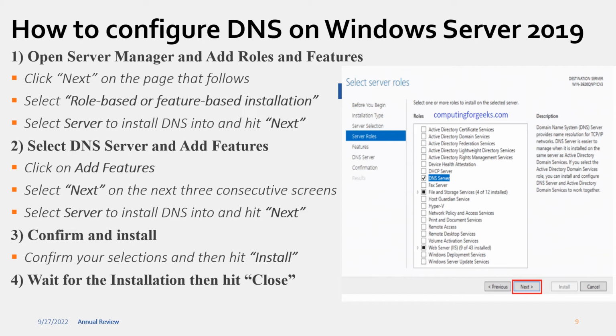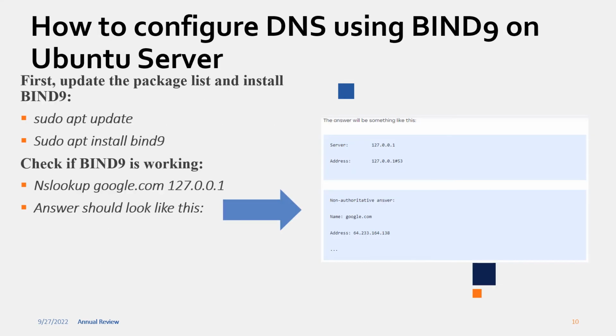So when a new screen pops up, that's number 1. The next screen, number 2. Then the third screen, number 3. Afterwards, you select the server to install DNS and hit Next. Then you got to confirm your selections and install it and wait for it to load. Once it's finished loading, you hit Close and you have it configured for the server.